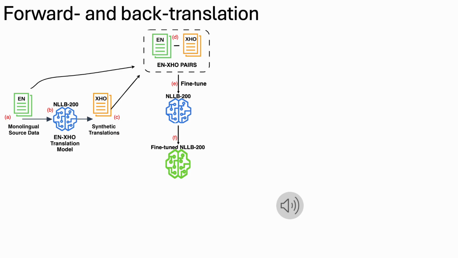We start with real English medical text, shown in step A in the diagram. Now we don't have the IsiXhosa equivalent of this text, and so we need to synthetically generate the translation. To do this, we feed real English medical text into an existing translation model, shown in B in the diagram, in order to generate synthetic IsiXhosa translations, shown in step C in the diagram. This forms the training data that we use to fine-tune the NLLB 200 model on.